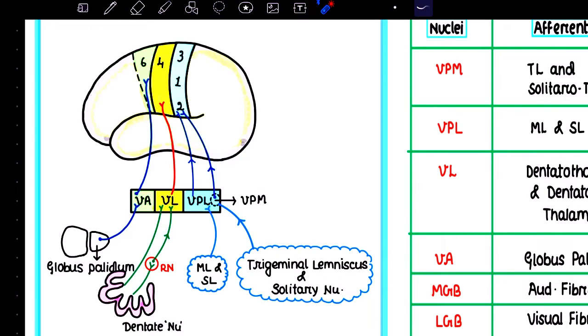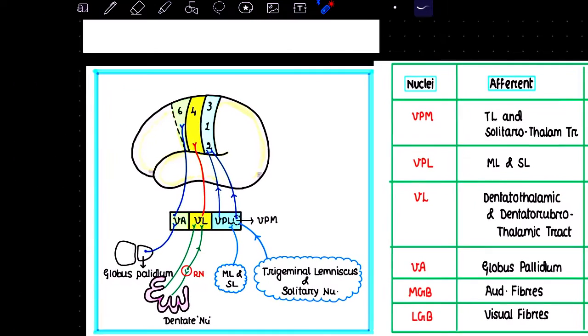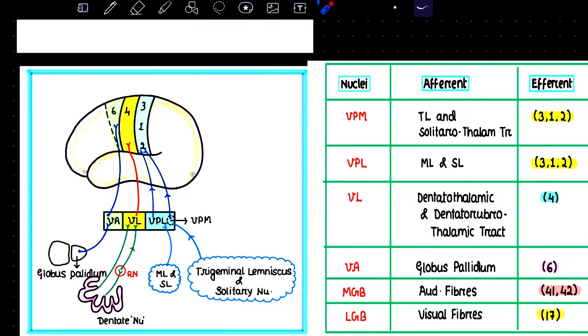Now similarly our ventro posterior lateral nucleus will receive afferent from the medial and spinal lemniscus, right. And then they will send it to the same position, Brodmann numbers 3, 1, 2, the post-central gyrus. So this was about our specific thalamic nuclei, about their afferent and efferent connections.